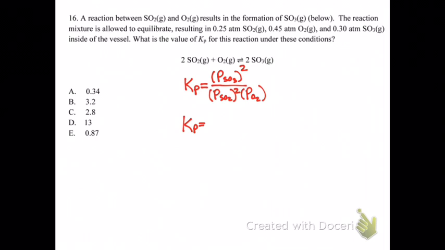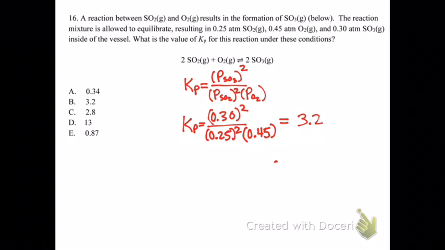We have 0.30 atmospheres of our SO3 over, and for SO2, we're told that it's 0.25 at equilibrium. So 0.25 squared. And then for oxygen, the oxygen is at a cool 0.45. Okay, let's do our calculation and see what we end up getting. 3.2 for the win.